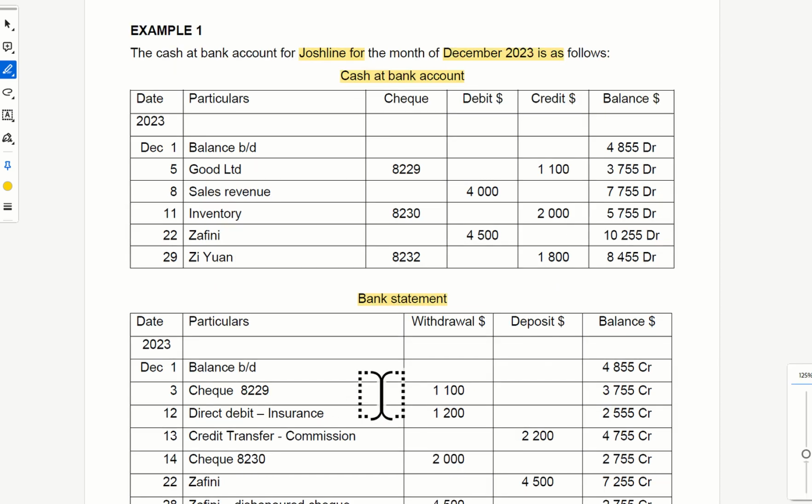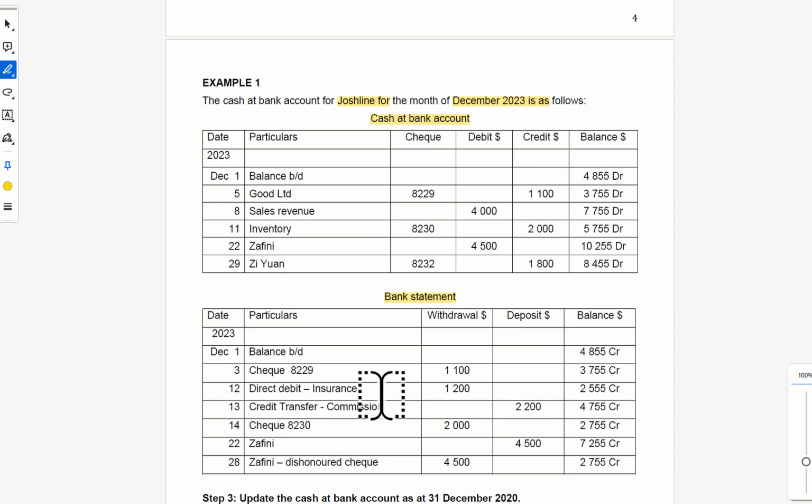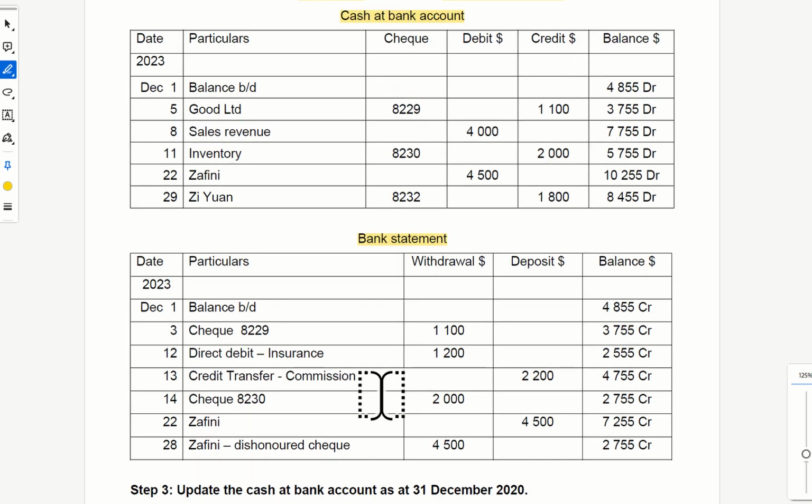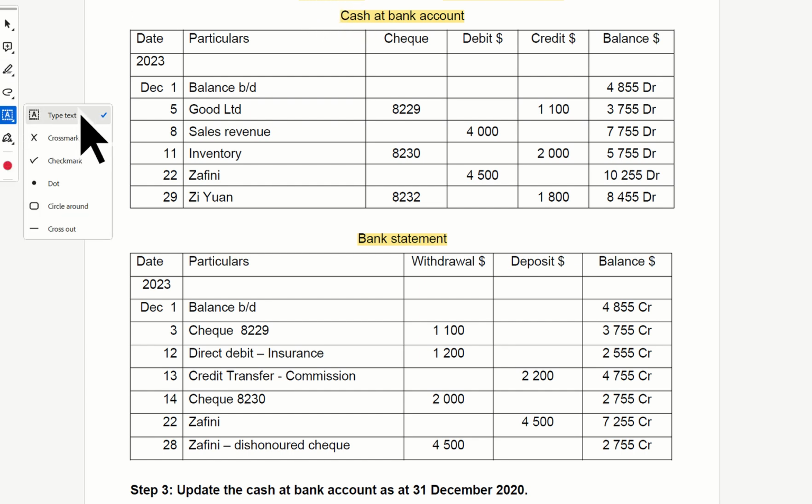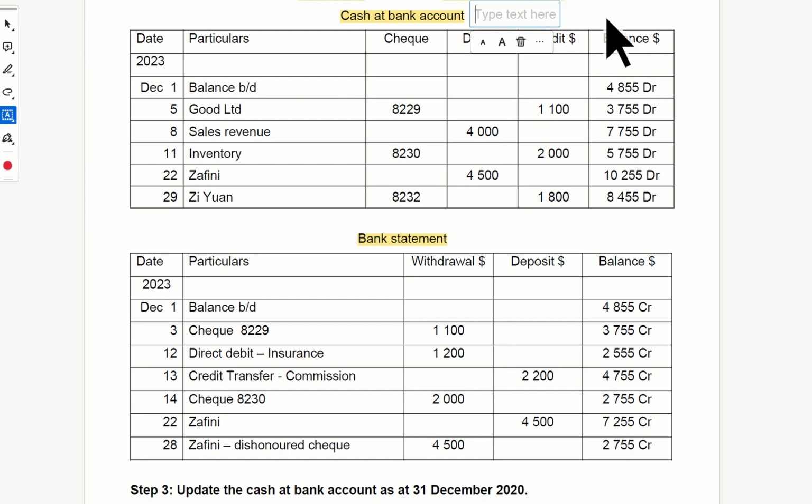Now, what I would like you to do is to take a look at the ending balance for both items. Ending balance means at the end of the month, how much money is recorded in the cash at bank account and how much money is recorded in the bank statement. So for the cash at bank account, firstly, I want to ask you this question. Who prepares the cash at bank account? Okay, so have a thought about it. Who prepares the cash at bank account?